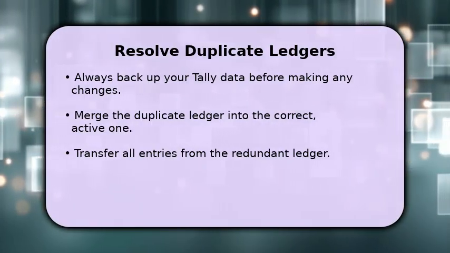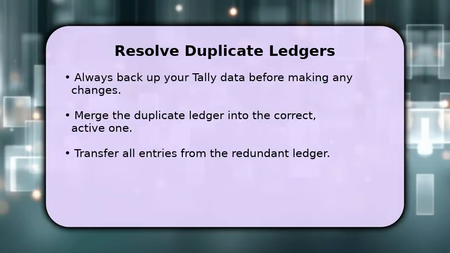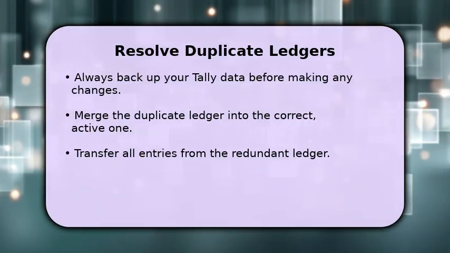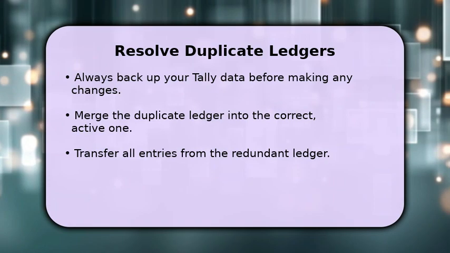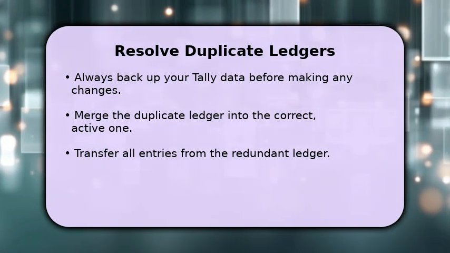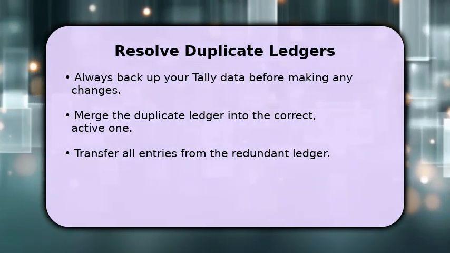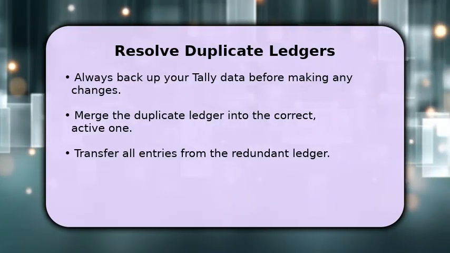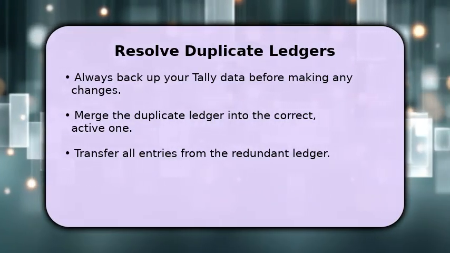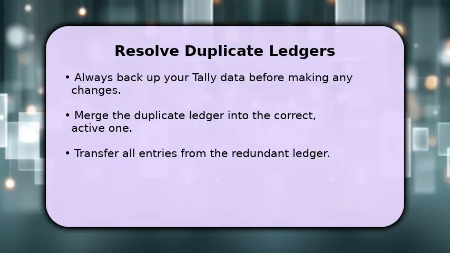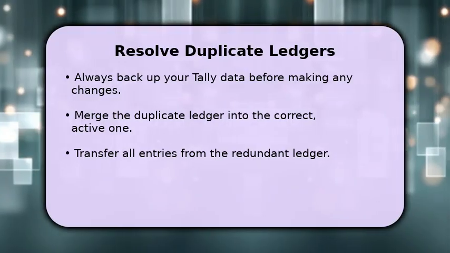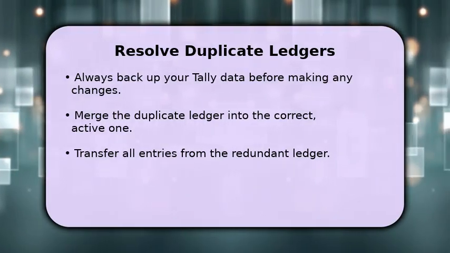Once backed up, you can proceed to merge the duplicate ledger into the correct, active one. Ensure all entries are accurately transferred from the redundant ledger to the primary account. Finally, after confirming all data is moved, you can safely delete the now empty, duplicate ledger permanently from your Tally Prime system.